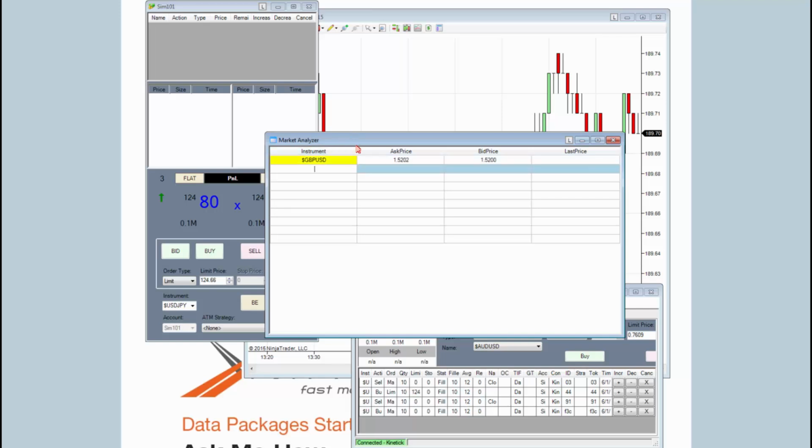And just as easy as that, NinjaTrader is now receiving data for pound dollar. Let's say we were trading that euro yen. We'll just type in the euro dollar here. And just as easy as that, we're receiving data for the euro dollar.